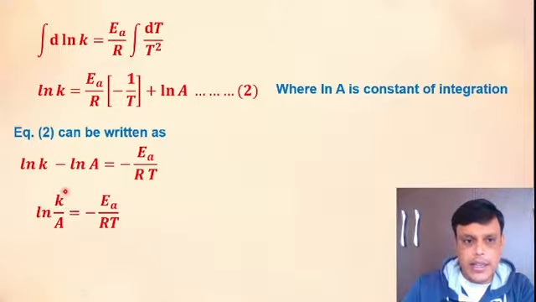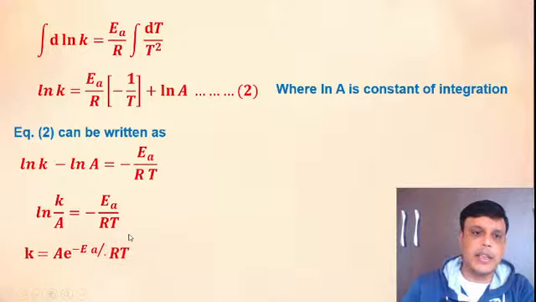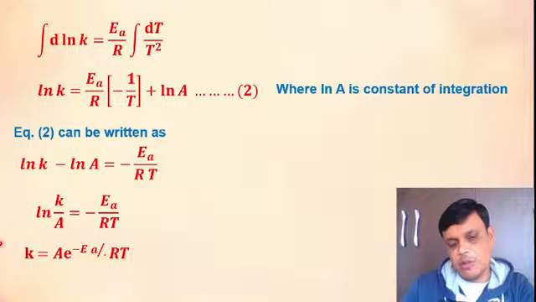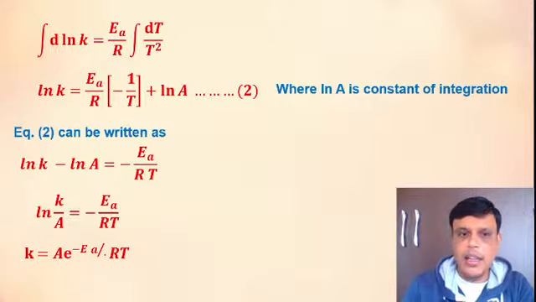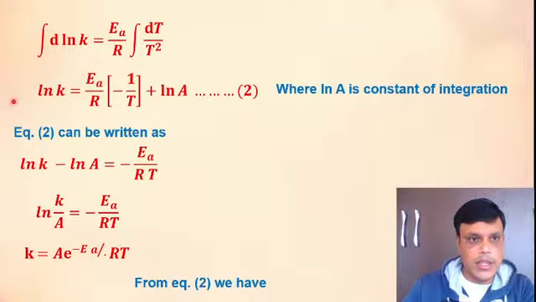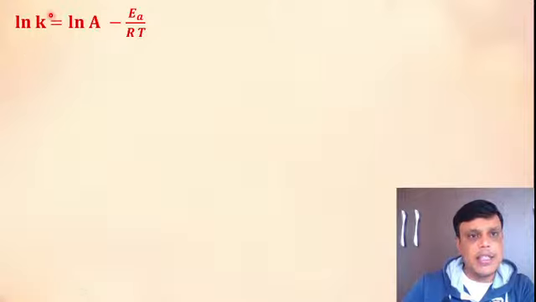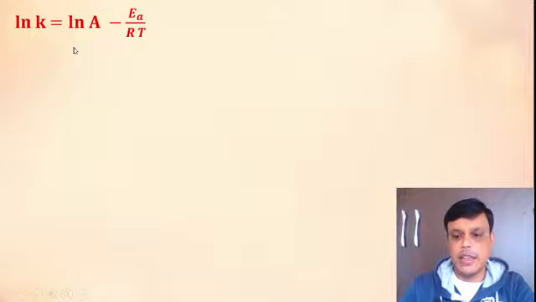lnk minus ln A, we will write as ln k divided by A, which is equal to minus Ea by RT, and it is nothing but the exponential form of the Arrhenius equation. K is equal to A exponential minus Ea by RT. And from equation 2, so from equation 2 and this part we will write ln k is equal to ln A minus Ea by RT.